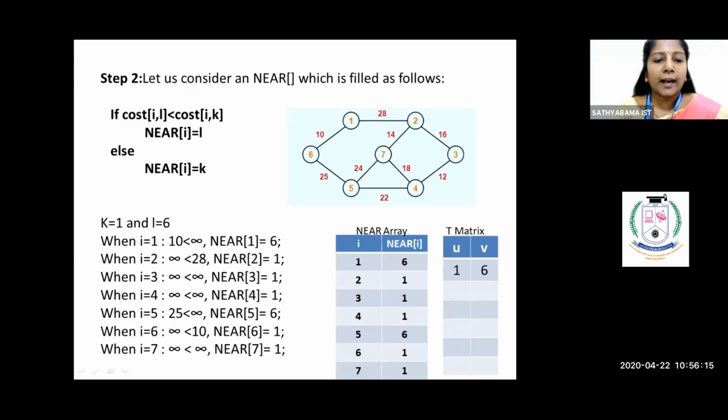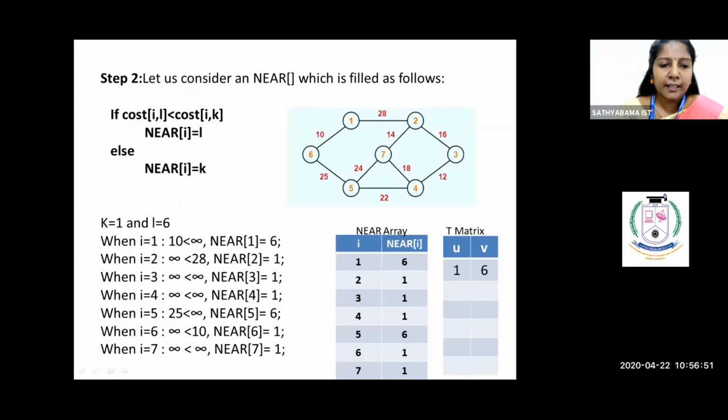Increment the I value. I becomes 3. So 3, 6 is infinity and 3, 1 is infinity. Infinity less than infinity, again the condition fails. We fill that entry with the K value 1. Increment the I value. Now I becomes 4. 4, 6 is infinity and 4, 1 is also infinity. Infinity less than infinity, condition not satisfied. So we fill that entry with the K value, that is 1.